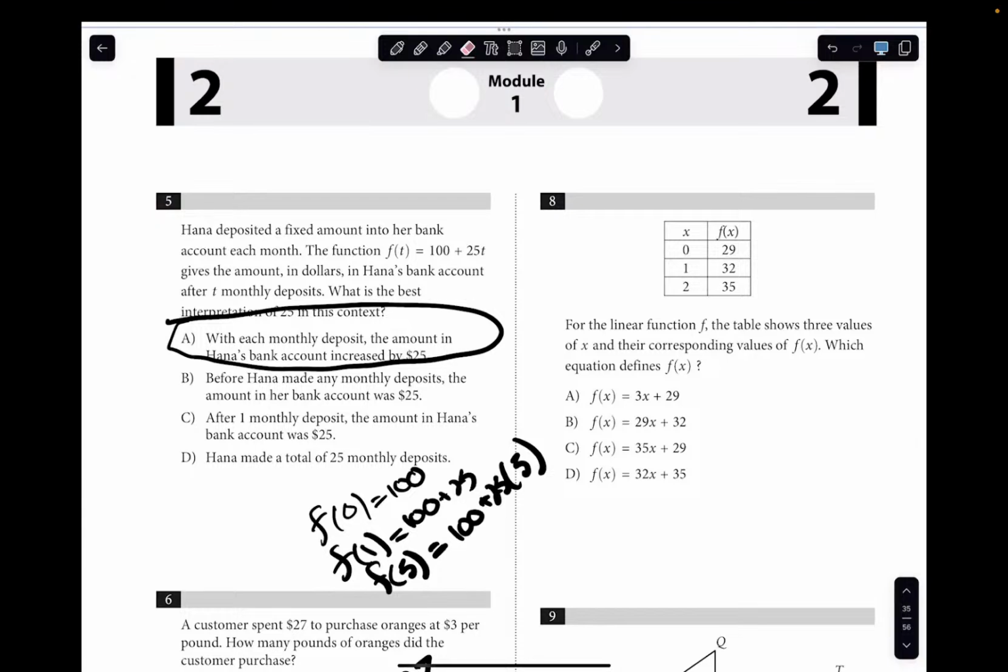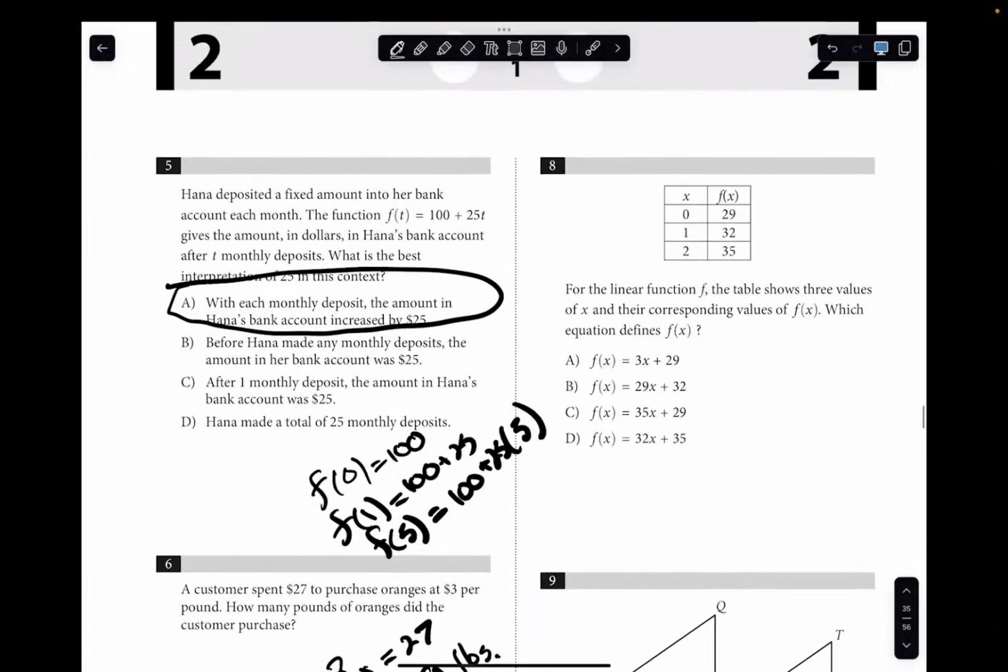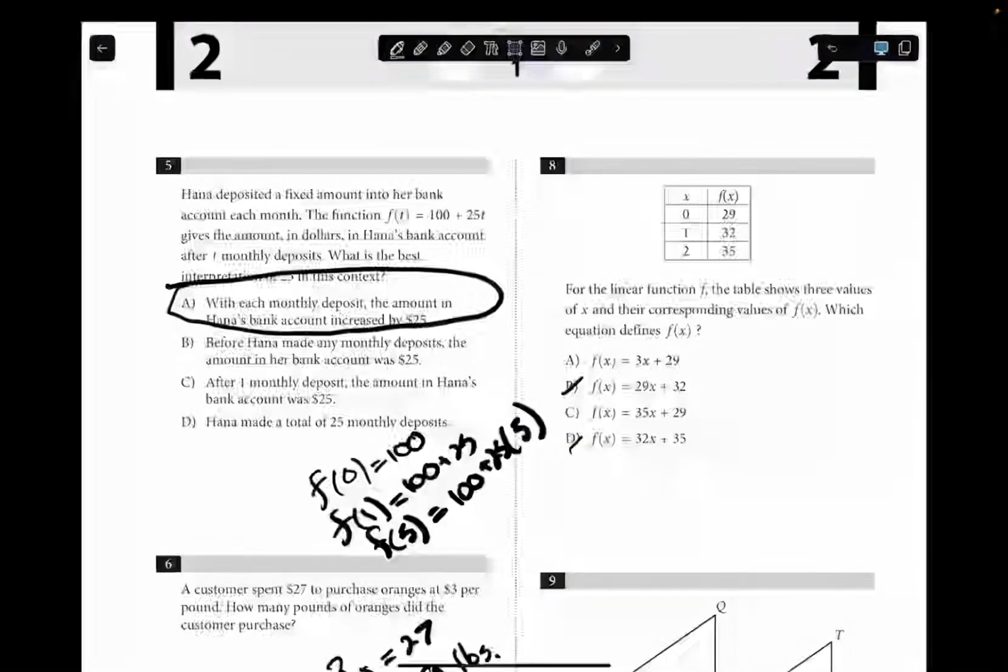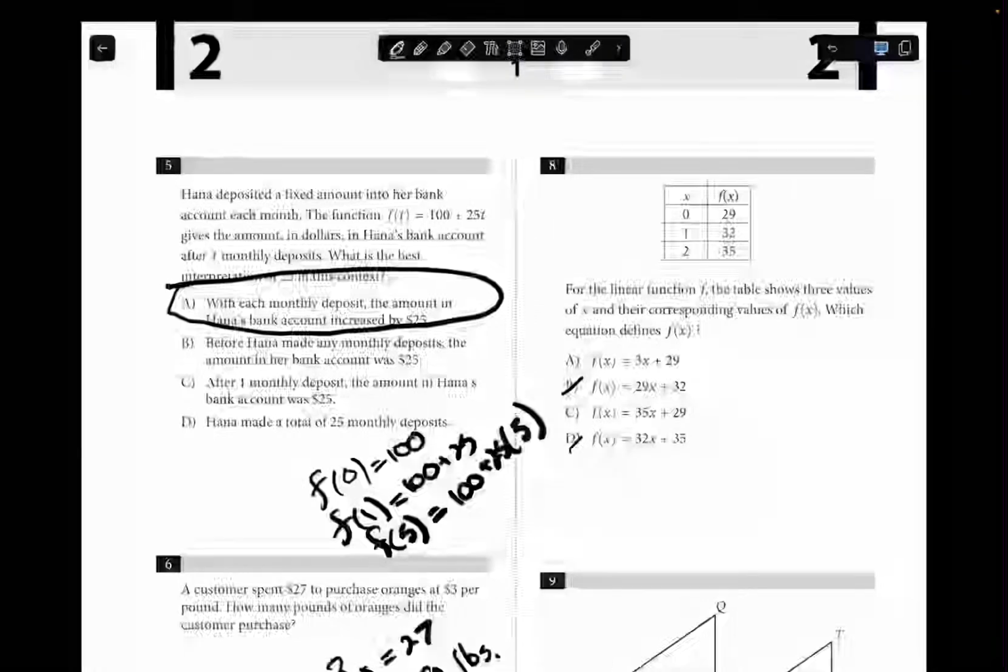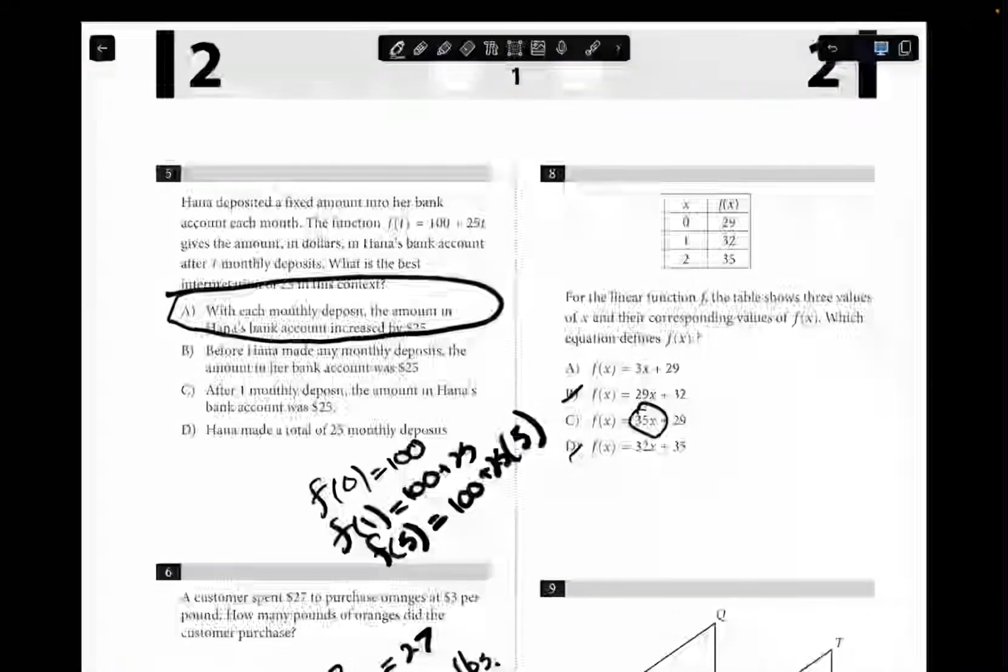8, I got a table. By the way, I know my y-intercept already, right? Because x equals 0, so it's got to be 29. So I can immediately eliminate B and D. And that slope is crazy. So the y value increases by 3 every time, so it is a slope of 3, right?